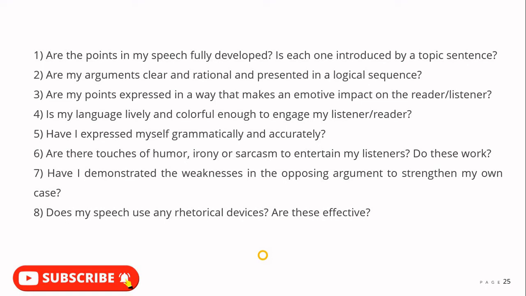First, are the pointers in my speech fully developed? Is each one introduced by a topic sentence? Secondly, are my arguments clear and rational and presented in a logical sequence? Third, are my points expressed in a way that makes an emotive impact on the reader or listener? Fourth, is my language lively and colorful enough to engage my listener or reader? Fifth, have I expressed myself grammatically and accurately?